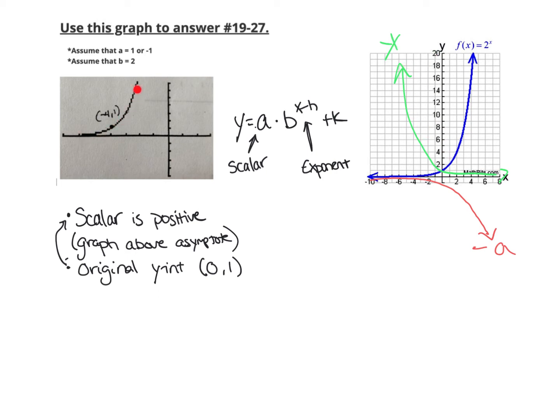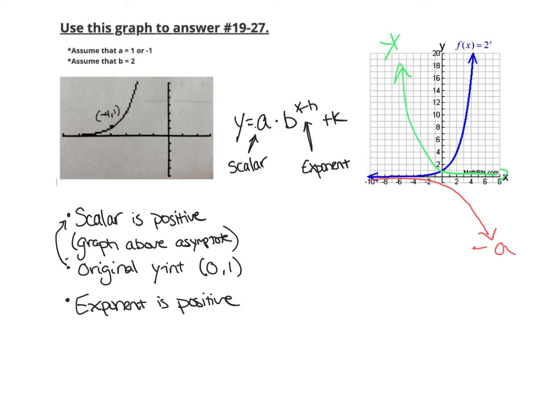So we can see that since our graph is moving in this direction, the same as 2 to the x, that x there is positive. So we can say that our x, or our exponent, is positive. And you can also see that because the graph is moving away from the asymptote.